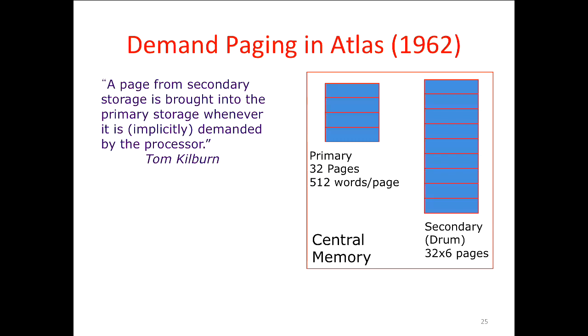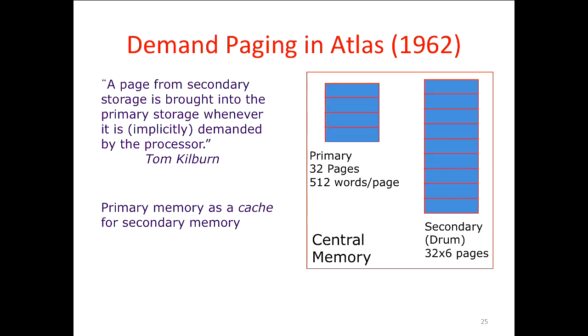This is a very old machine. The hardware had only 32 pages of main memory, with only 512 words on each page. The secondary storage wasn't actually a disk, it was a drum. A drum was like a big rotating cylinder with a magnetic surface and an individual head on each track. So it's a kind of parallel readout, but with quite limited capacity. This was the high-speed secondary storage of the time, and it had 32 times 6 pages, quite a bit more capacity than the central memory.